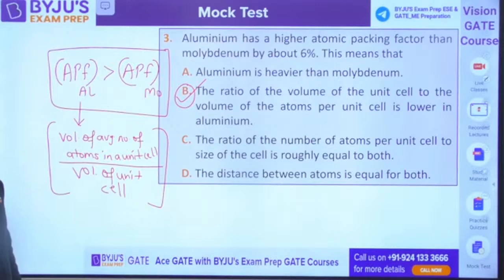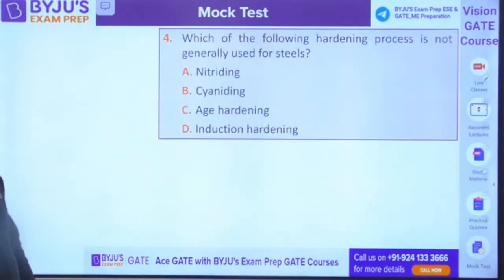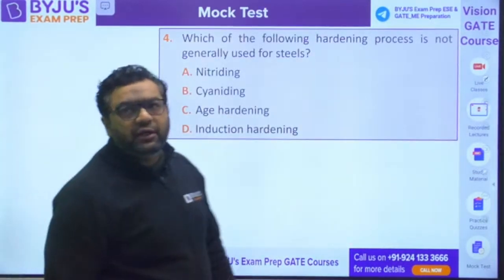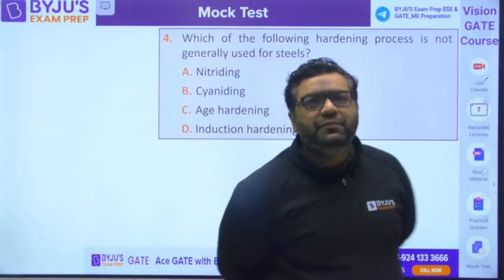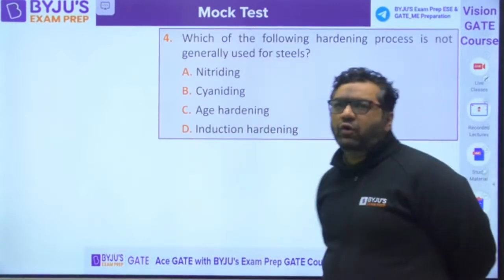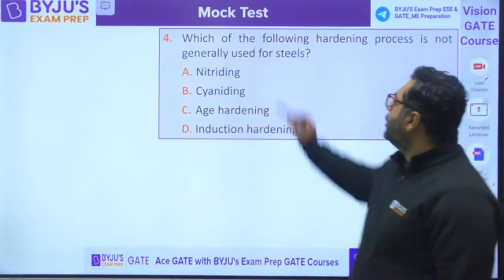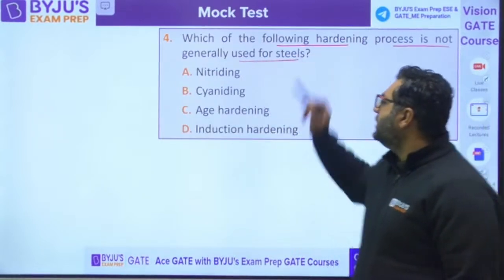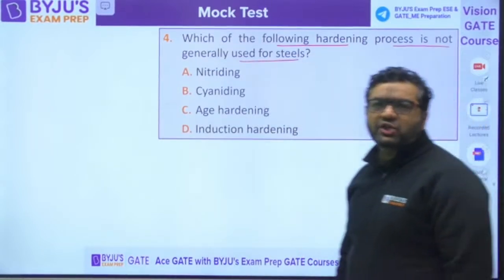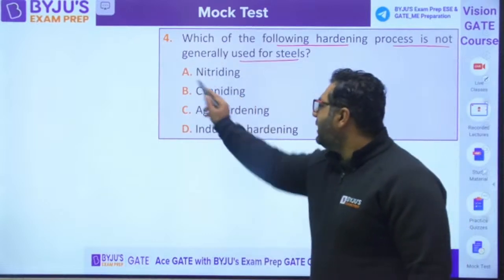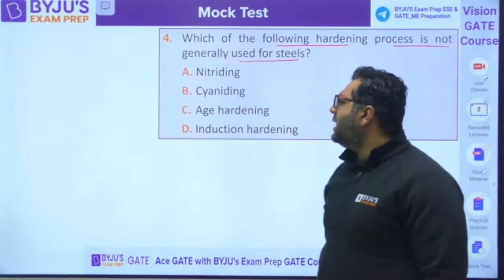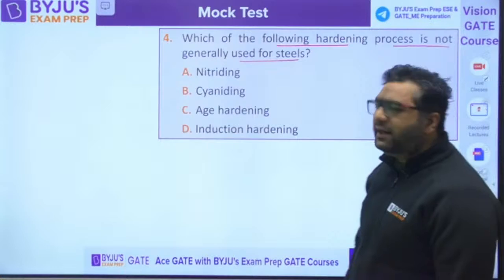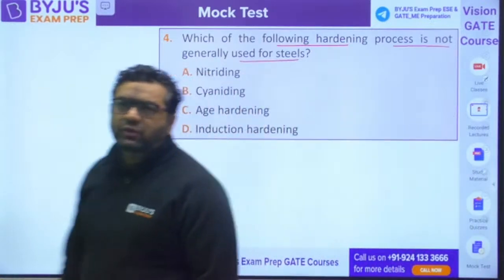So we are moving to the next question, question number 4. Question number 4 is from heat treatment. You got it, Vamshi? Which of the following hardening processes is not generally used for steels? These are the 4 operations given. Option A is nitriding, then cyaniding, age hardening and induction hardening. What would be the answer?